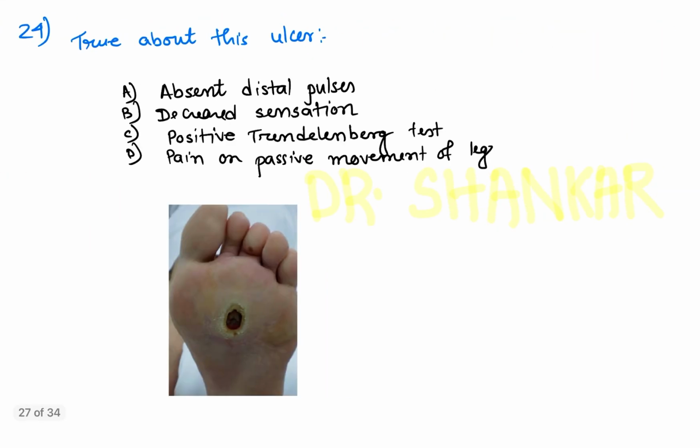Next, coming to question number 24, it was an image based question. As you can diagnose from the image, this is a trophic ulcer, also known as a neuropathic ulcer.